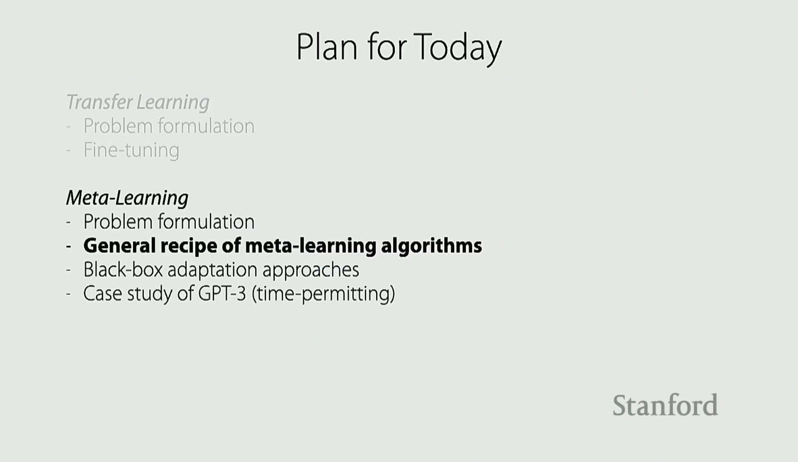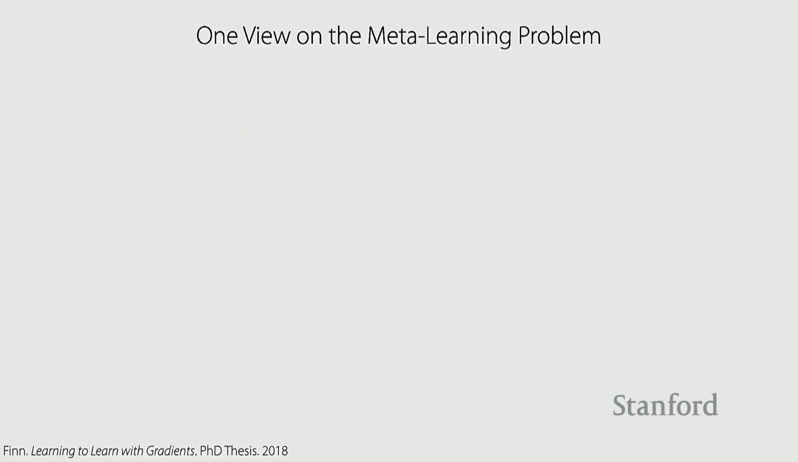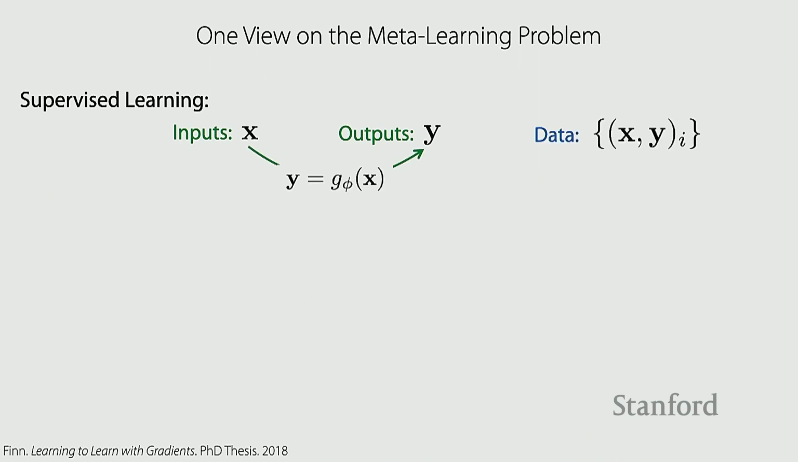Okay, so we've talked about the problem. What is the approach for actually going about solving this problem? One way to view this problem is in contrast to supervised learning. In supervised learning, we have inputs x and outputs y. We learn a mapping from x to y using a data set of input-output pairs. And in the supervised learning variant of meta learning, it's a little bit more complicated. We have a training data set.